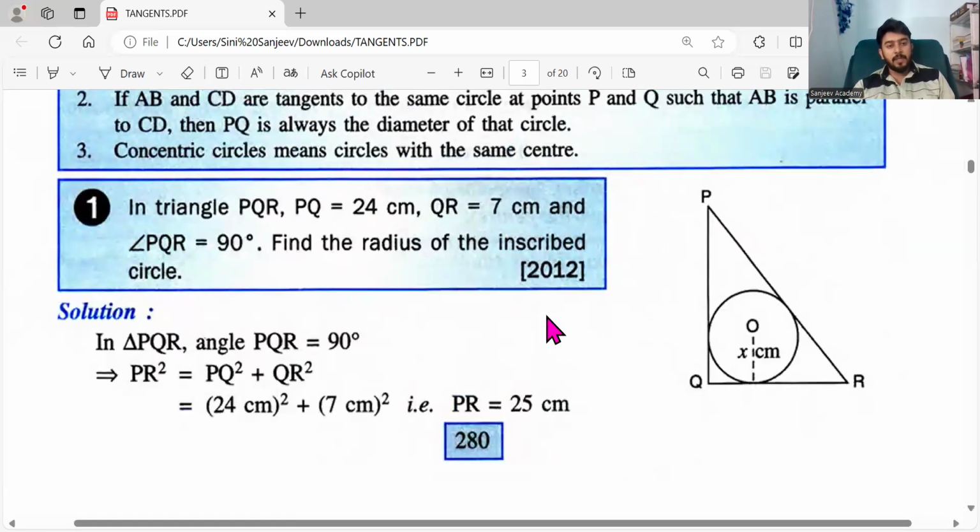So let us see the question here. Triangle PQR. PQ is 24. So this PQ is 24. QR is 7. And angle PQR is 90. Find the radius of the circle.